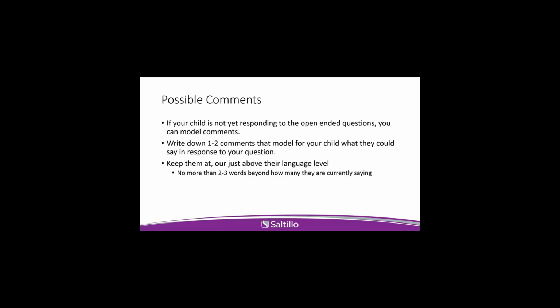So then the last two steps are we're going to look at possible comments. We know some kids are not answering questions or not responding to those open-ended questions yet, which is totally fine. So we can be modeling possible comments, possible things they could respond with, so that they can see what that looks like. And writing down 1 to 2 comments that model for them what they could say, again, it's just that prep work so that you have something at the ready, so you're not stressing about finding the word, thinking of what to say all at the same time.